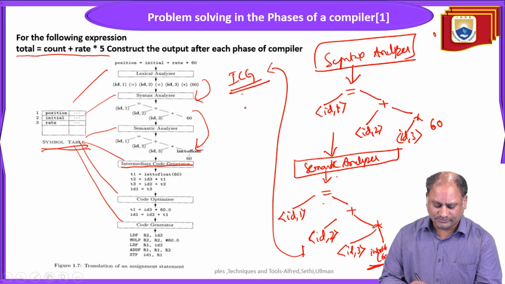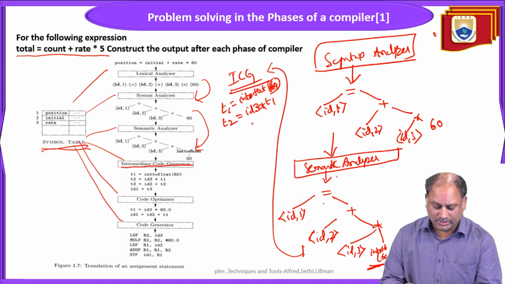In this phase, the temporaries are allocated. That means int to float of 5. Then T1 is to be assigned with 1. Then the multiplication, that is identifier 3, identifier 3 star previous value T1. So that is assigned to T2.